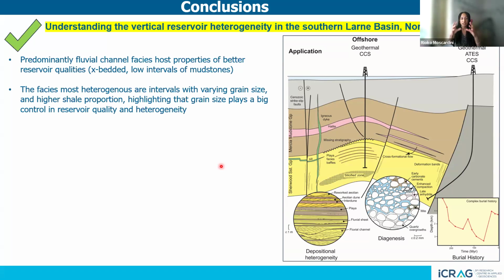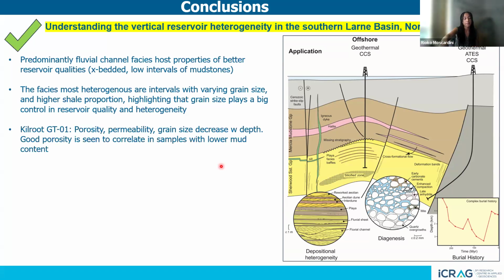So those sections that I showed you with the photos, where the sand and mud are properly deformed into each other, those are the sections which are obviously going to be a lot more heterogeneous than the cross-bedded clean sandstones that we saw also. In the Kilroot borehole, the porosity, permeability, and grain size increase with depth, and the good porosity is seen to correlate in samples with the mud content.